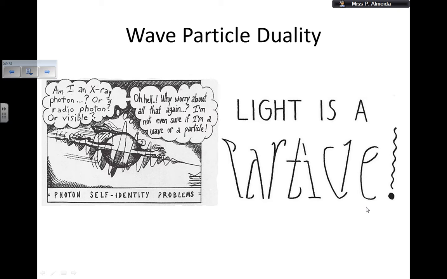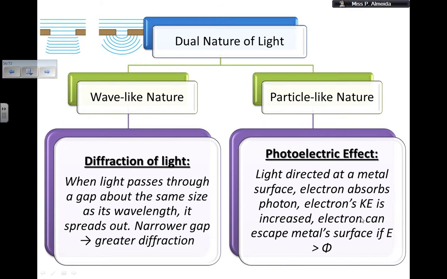So it can behave both ways, none of them is wrong, so it can be one and the other at the same time, okay? Just like as I told you, this wave particle thing. So we have a dual nature for light, okay? So it means that it can act one way or the other, as I told you. So the wave-like nature of light, the way that we see it, for example, is in the diffraction of light.